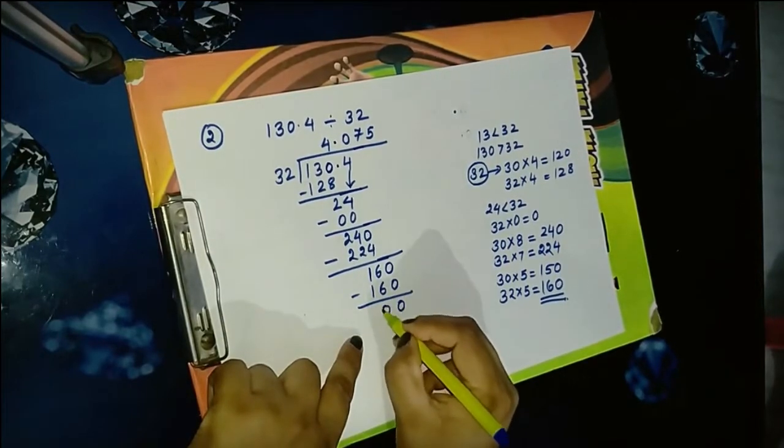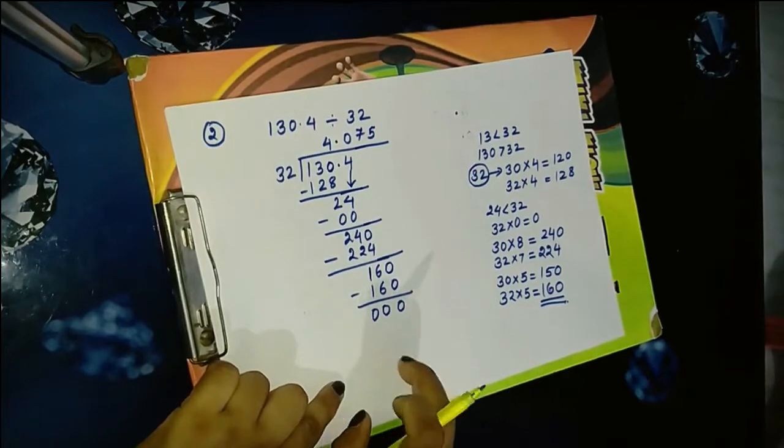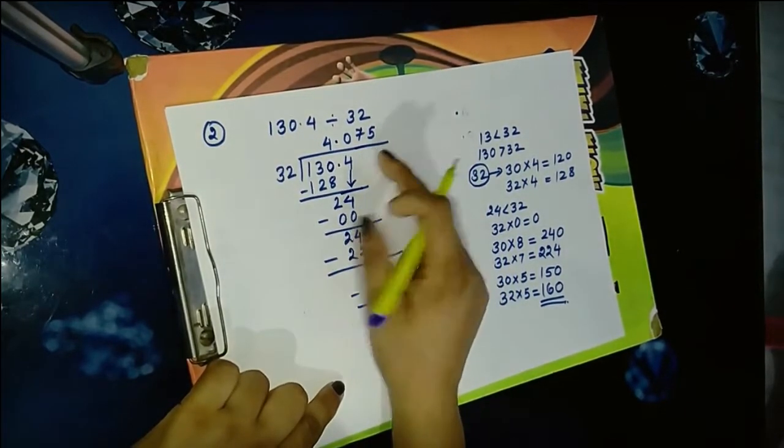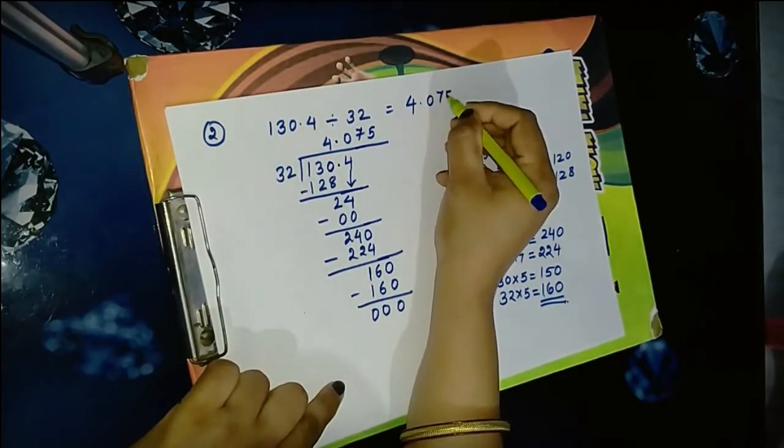Now here 0 0. Now you can see that we are not pending with any remainder. So we are done and we got the solution. We got the quotient here, 4.075.